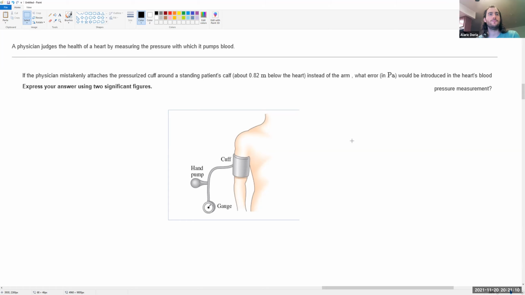Okay, so we have a question where we're asked to determine basically the amount of error in the measurement of blood pressure. What concept here is at play?